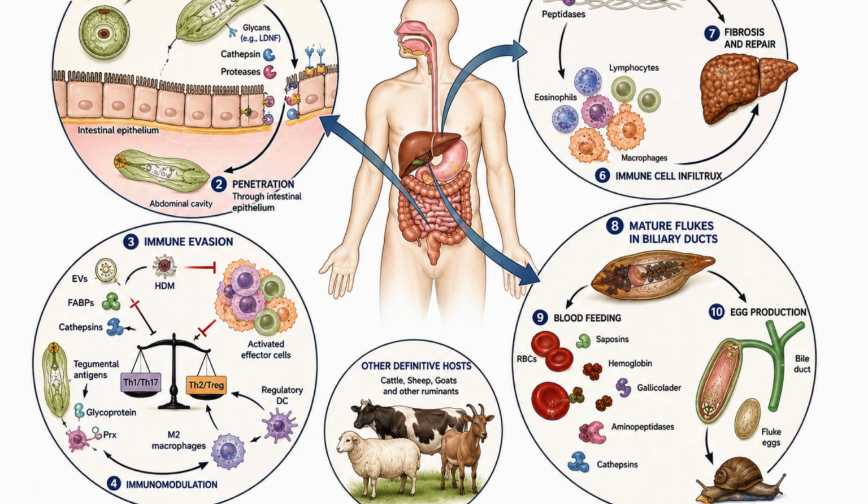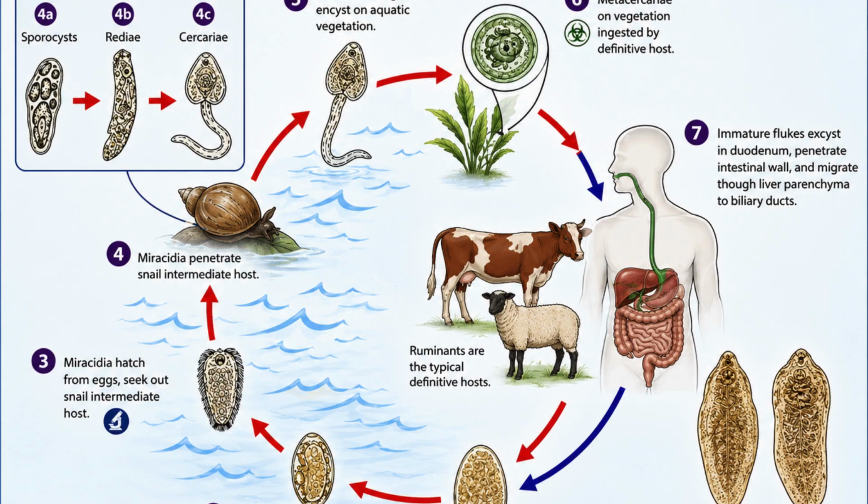Where: fresh water. What happens? A larva called a miracidium emerges from the egg. It is mobile and swims actively searching for a snail. It only survives 24 hours if it does not find a snail. It uses chemicals to detect the snail.